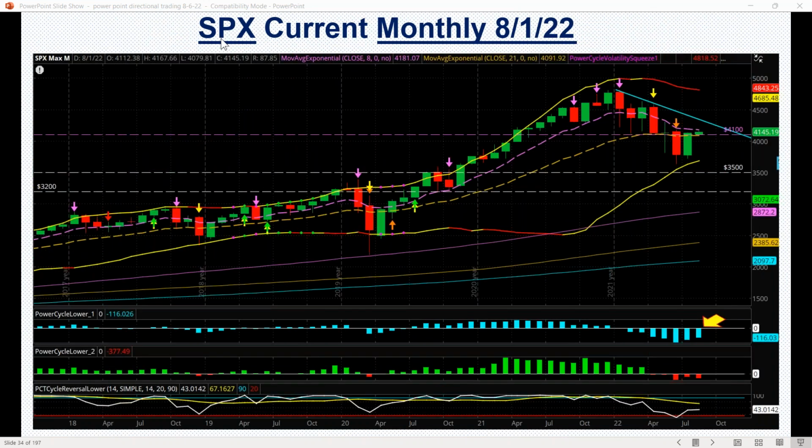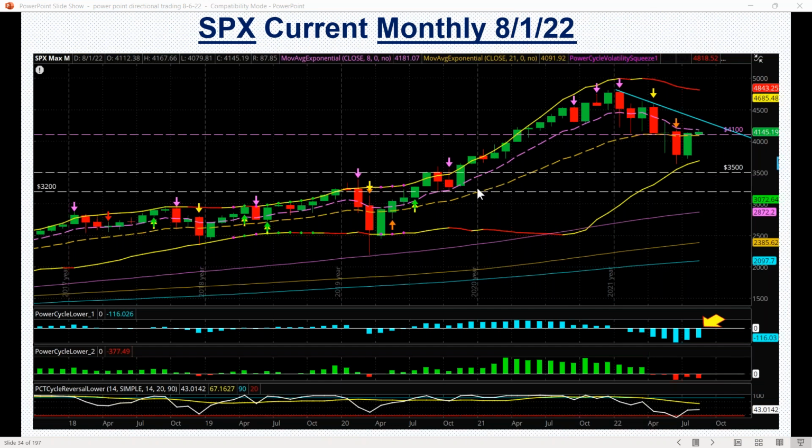Now here's where we currently are. Here's S&P SPX on the monthly again. Currently right now, you can see cycle 1 is negative, cycle 2 is also negative. So based on this, I define the macro trend as still down. Now you can see this trend line coming in here. So we could get another move up into this area here, and that could be where we fail.